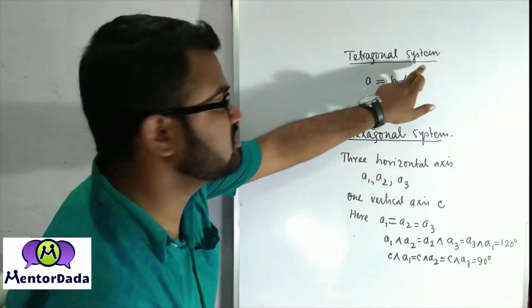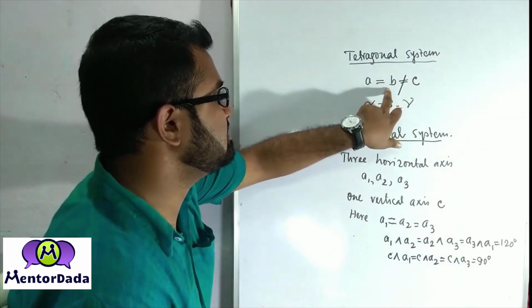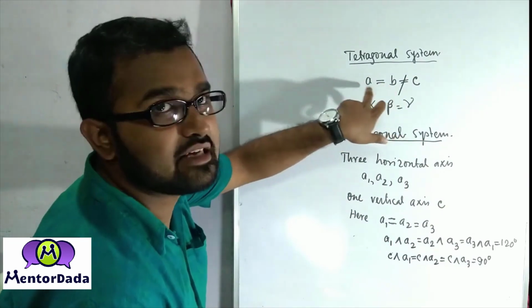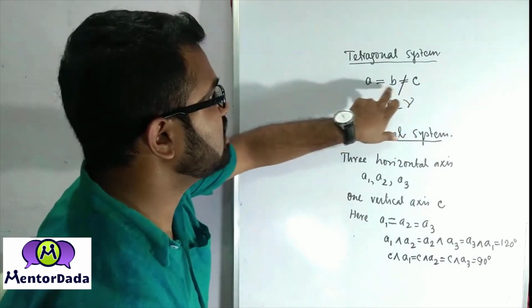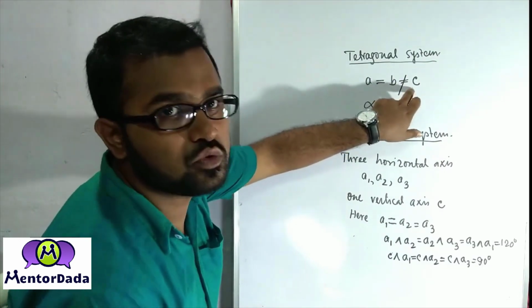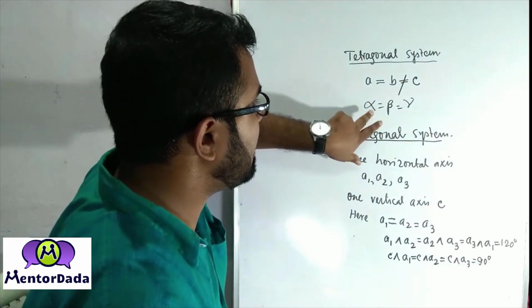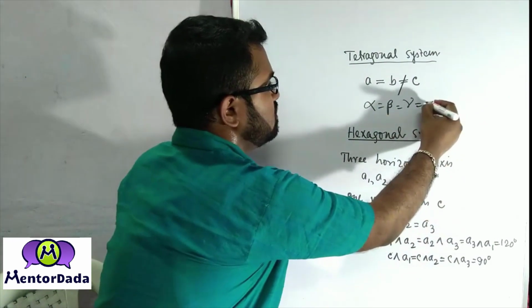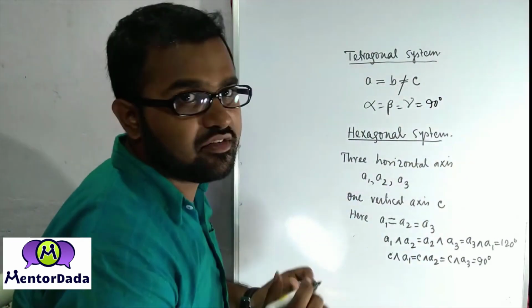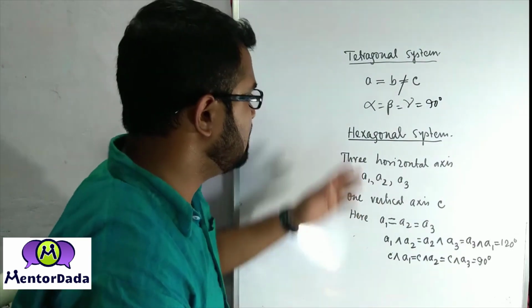In case of tetragonal system, length of A axis equals B axis, that is, the two horizontal axes are equal in length, but these two horizontal axes are not equal to the vertical axis C, and here angle alpha equals beta equals gamma equals 90 degrees. That is, A, B, C axes are mutually perpendicular.